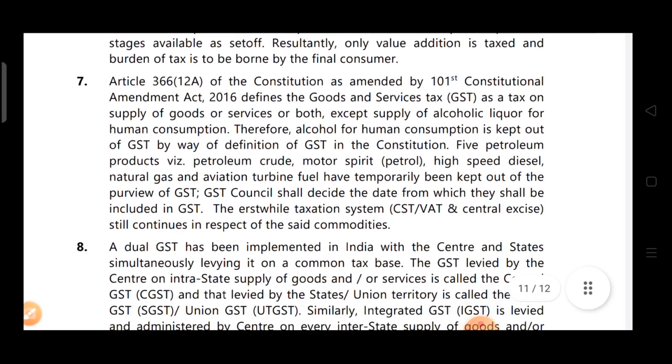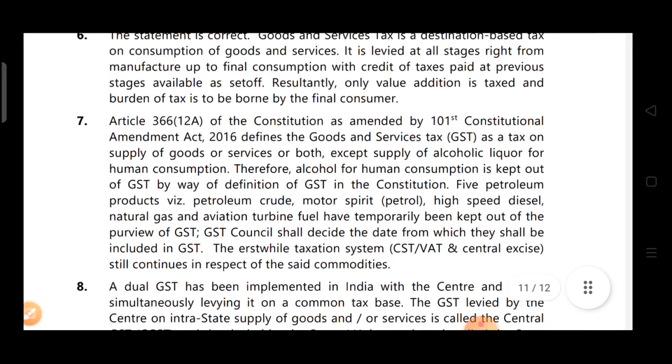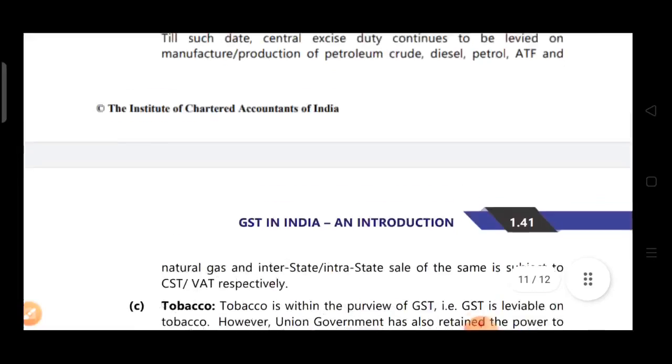Therefore, alcoholic liquor for human consumption is kept out of GST by way of the definition of GST in the Constitution. Five petroleum products, that is petroleum crude, motor spirit that is petrol, high speed diesel, natural gas and aviation turbine fuel, have temporarily been kept out of the purview of GST. The GST Council shall decide the date from which they shall be included in GST. The erstwhile taxation system, that is CST or VAT and central excise, still continues in respect of the said commodities. Okay, we know the status of these items.